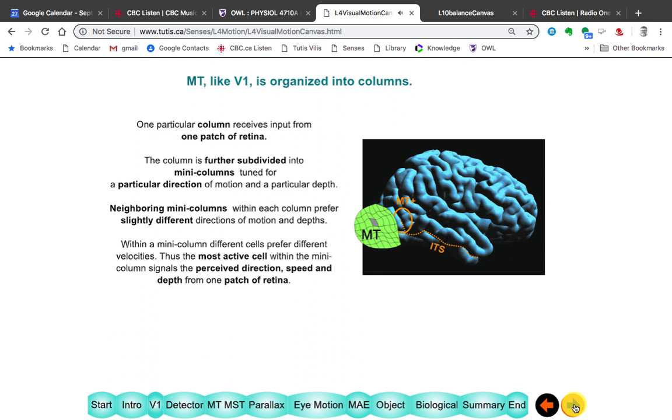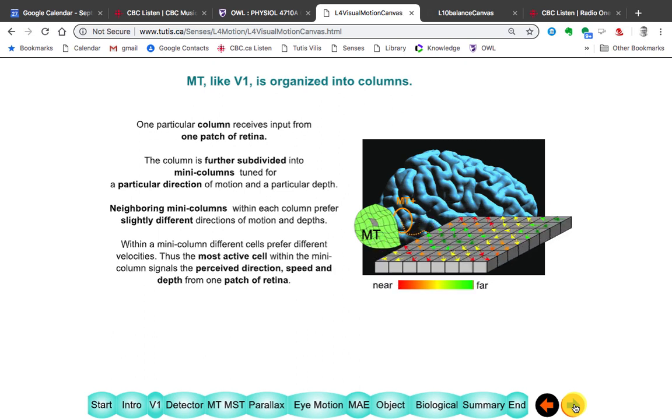Now, how is MT organized? Well, there's the area MT. There it is unfolded, and you can see it's got columns, and each column is sensitive to part of the retina. So this square here is sensitive to one part of the retina. This is sensitive to the adjacent part of the retina, and this is another one adjacent to that. But this one square is this whole thing.